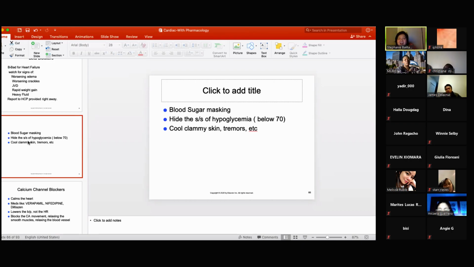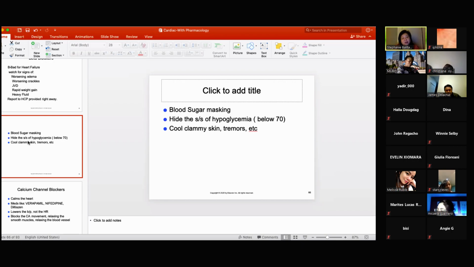Blood sugar masking, beta blockers. I know you've seen it somewhere when it says patients that are on beta blockers, they have to watch out for hypoglycemia. Why? Because beta blockers are so naughty. They mask signs and symptoms of hypoglycemia.